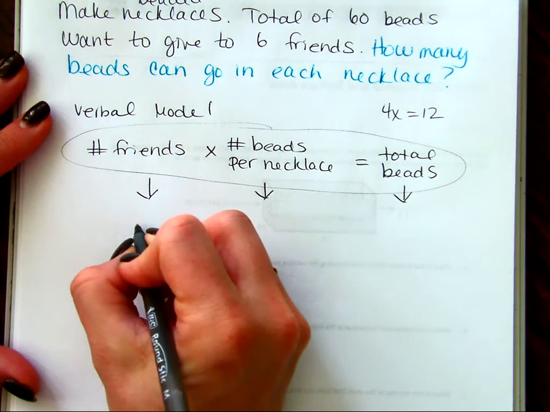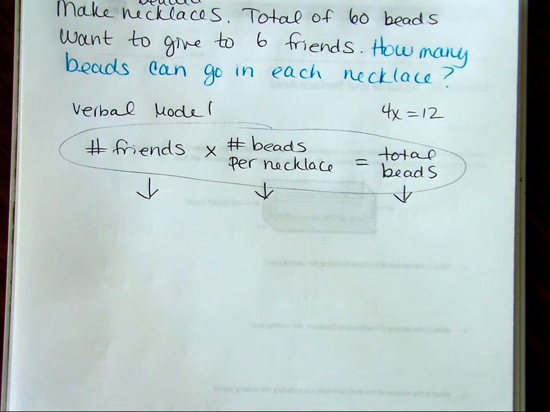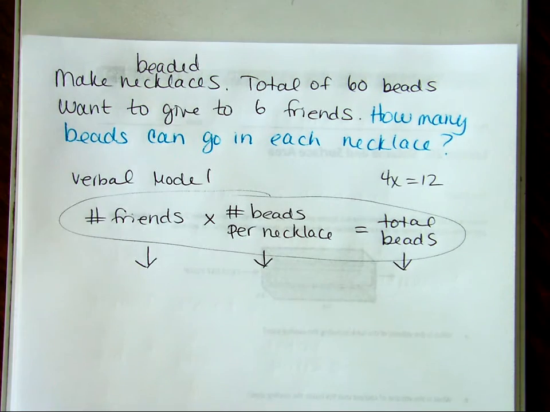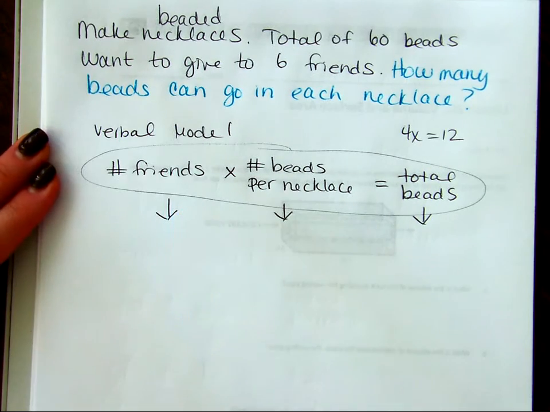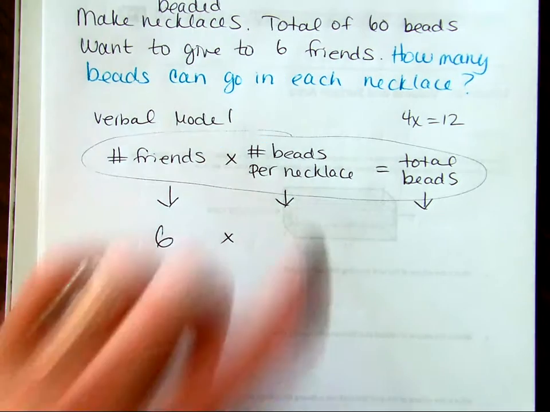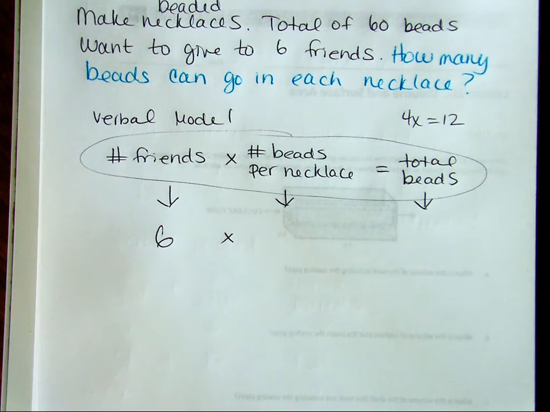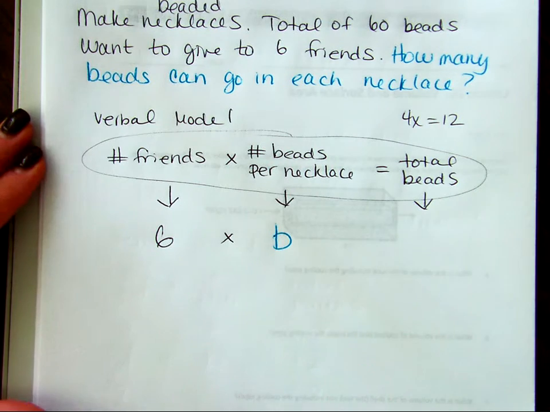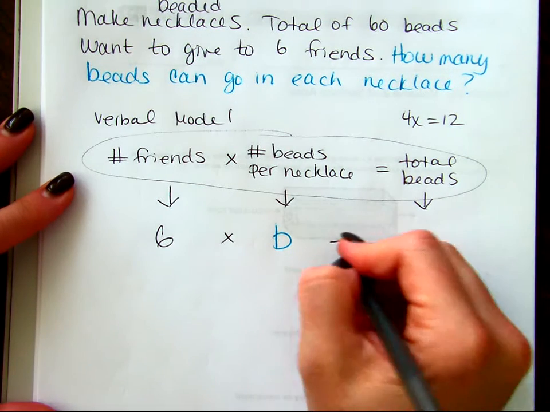The number of friends that you have, by the way, what variable am I looking for? How many beads can go in a necklace? So I'm going to use B. So do I know the number of friends? Yeah, 6. Times. How many beads can go in each necklace? I don't know. That's the question that they just asked me. So I'm going to use B. But I do know that I have 60 beads.